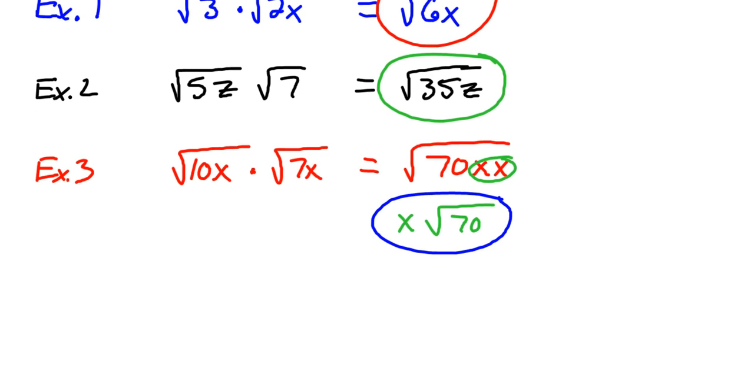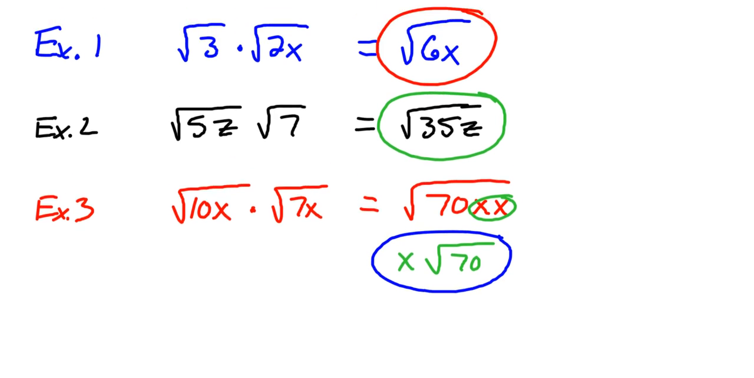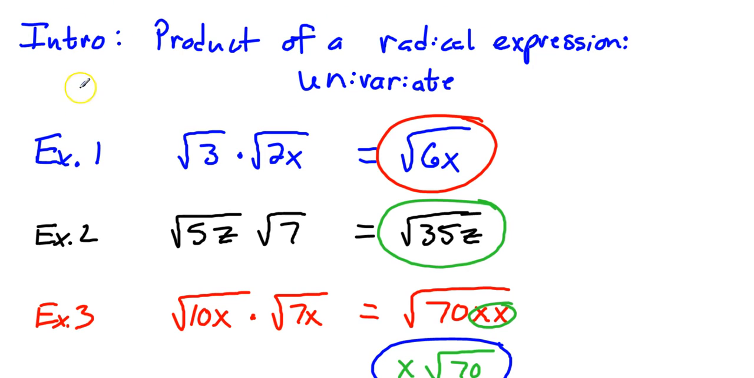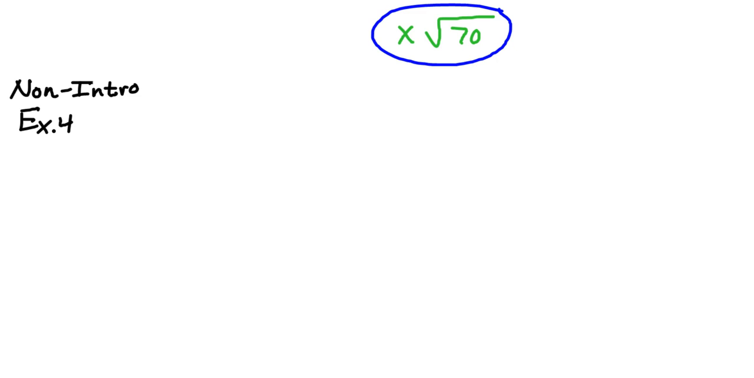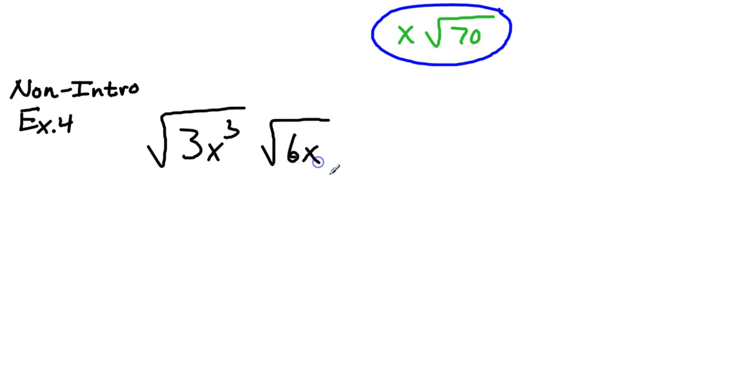Okay, and for this one, it's the same problem, but they just take the intro off. So now you're simplifying the product of radical expressions where it's univariate. So this is maybe your intermediates on these. It just says to simplify, and they just take off the intro part. I don't know if that would be beginner or advanced or intermediate. So now we're looking at the square root of 3x to the third times the square root of 6x.